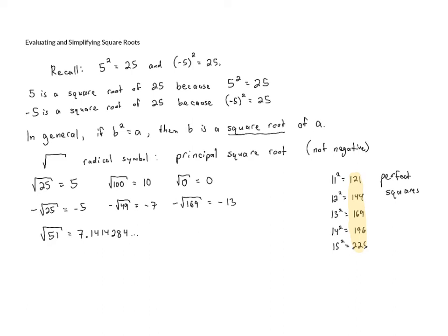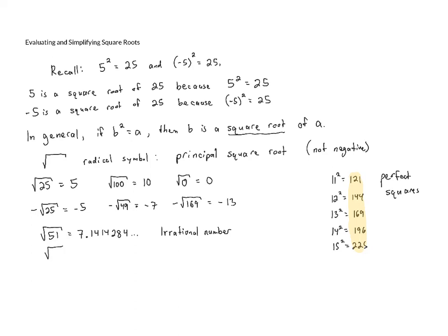In fact, we have a special name for this type of number, a decimal that goes on forever and ever, and it never stops and it never repeats. It is called an irrational number. Whenever we have the square root of something that's not a perfect square, we're going to end up with an answer that's irrational, a decimal that goes on and on forever. So the square root of 51 is an irrational number.